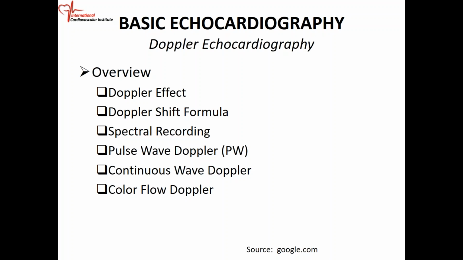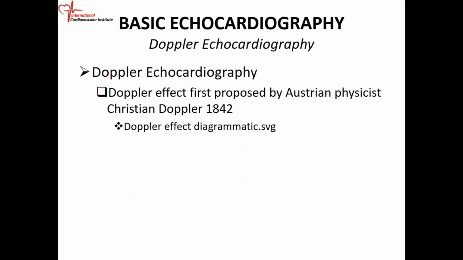There are three types of Doppler that we're going to look at. We're going to look at pulse wave Doppler, called PW Doppler. We're going to look at continuous wave Doppler, called CW Doppler, and then color flow Doppler, which is a form of pulse wave Doppler. Okay. We're going to mention as well tissue Doppler. Tissue Doppler is a form of pulse wave Doppler, and we're going to define these different Dopplers.